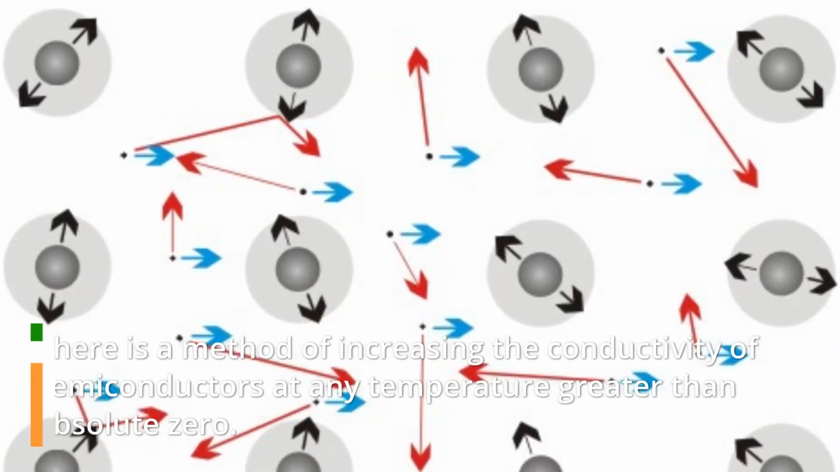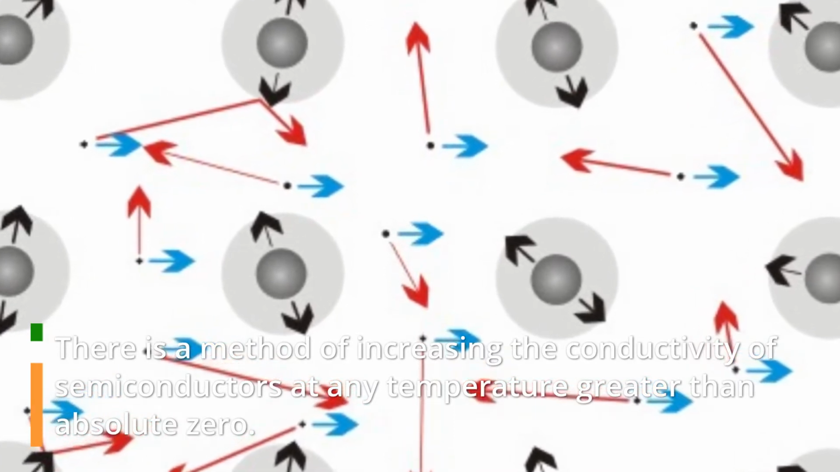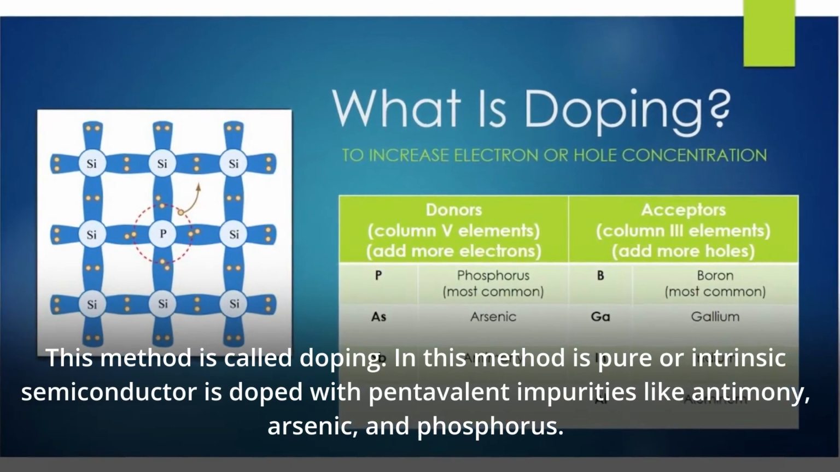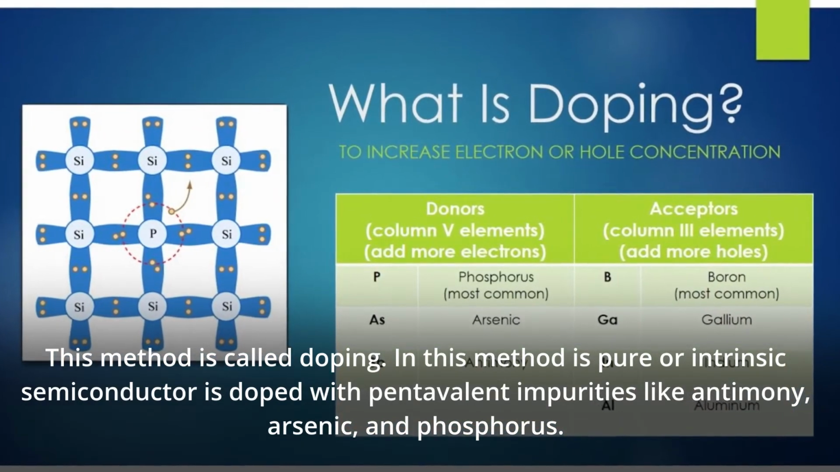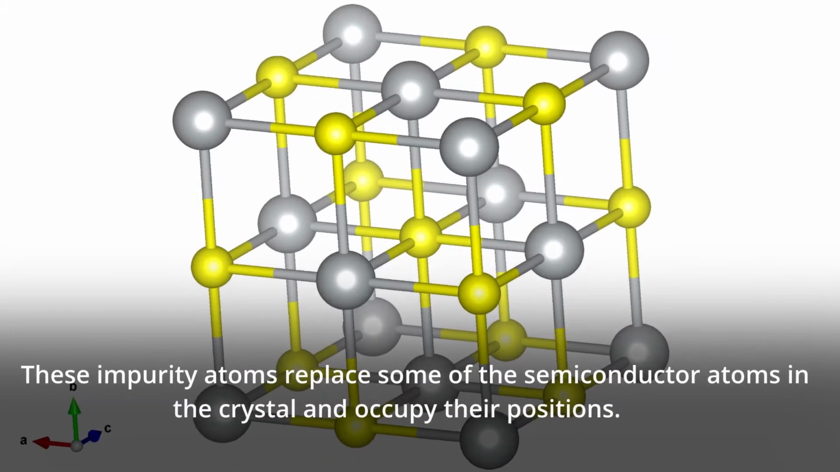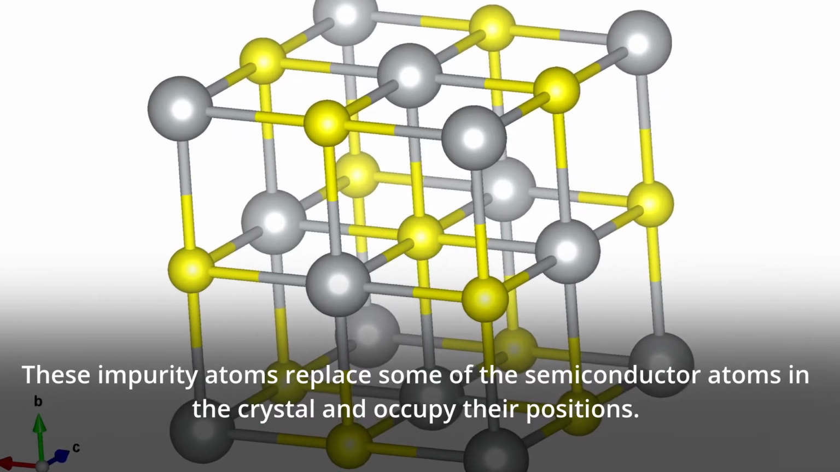There is a method of increasing the conductivity of semiconductors at any temperature greater than absolute 0. This method is called doping. In this method, the pure or intrinsic semiconductor is doped with pentavalent impurities like antimony, arsenic, and phosphorus. These impurity atoms replace some of the semiconductor atoms in the crystal and occupy their positions.